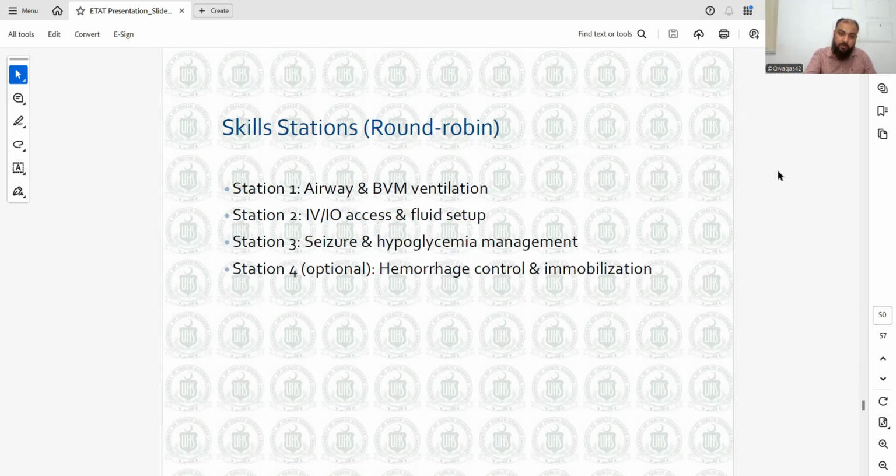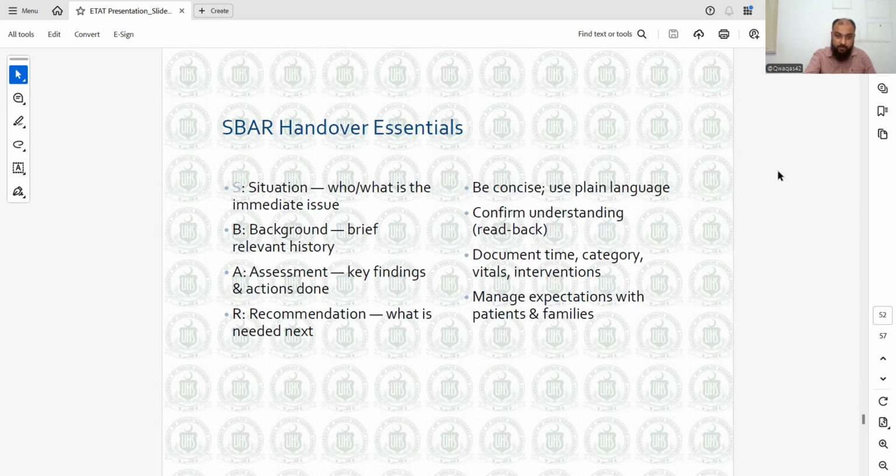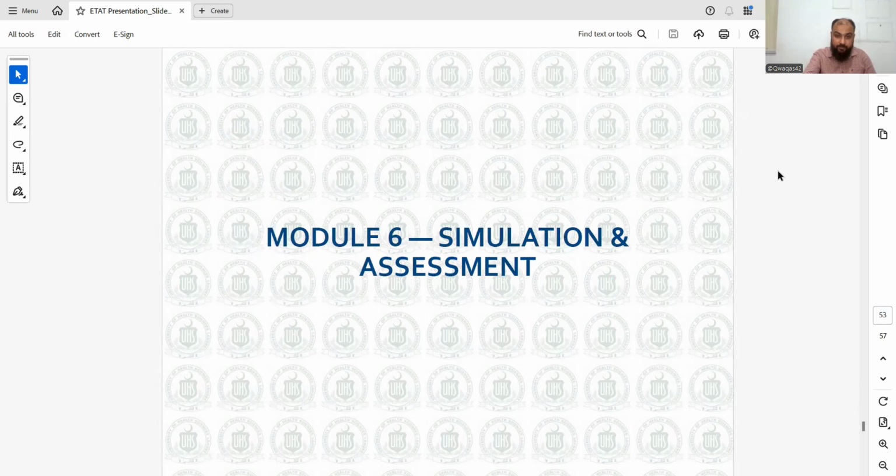Skill stations. These are the 4 skill stations. We need to assess the airway, secure IV, seizure control, hypoglycemia management, hemorrhage control and immobilization. The fifth module is communication, handover and documentation. SBAR protocol for handover is essential. Situation: who, what is the immediate issue. Background: brief relevant history. Assessment: key findings and actions done. Recommendation: what is next needed.